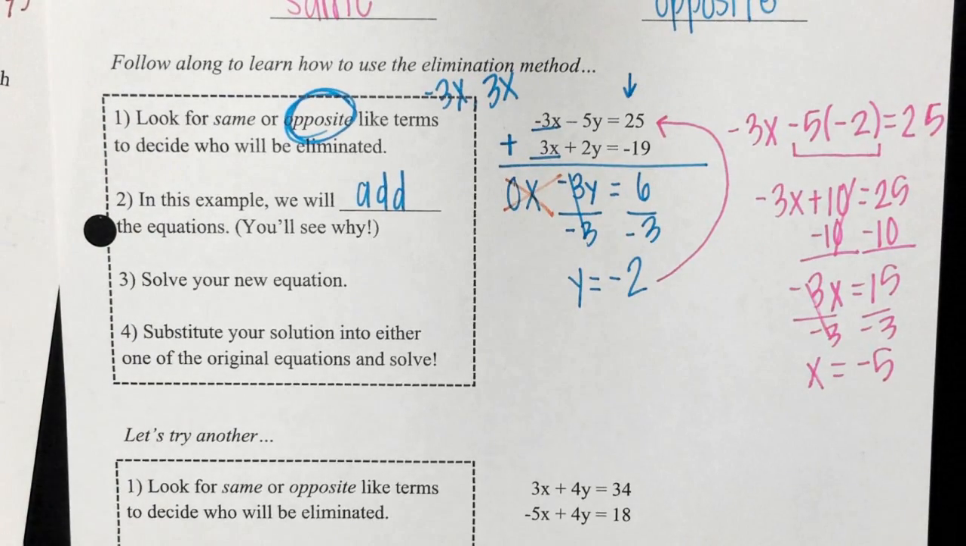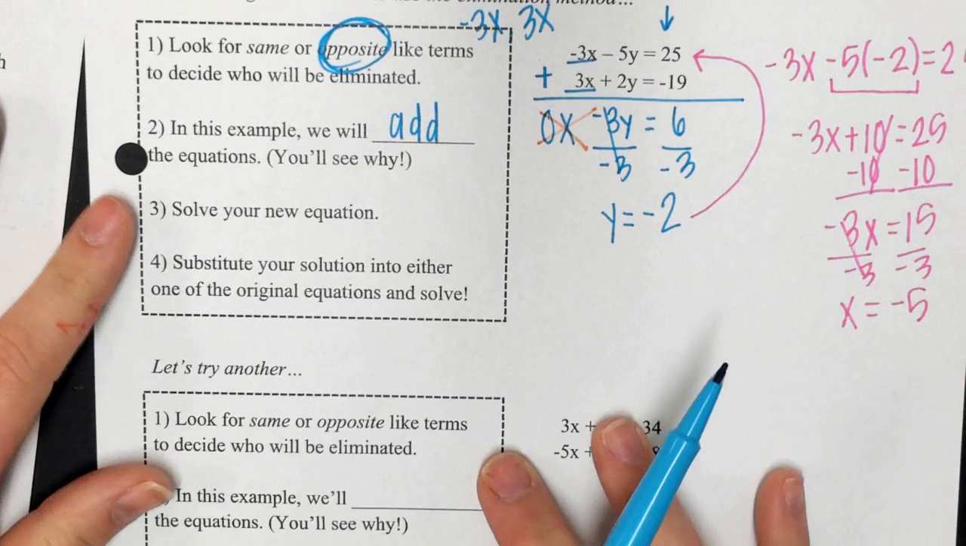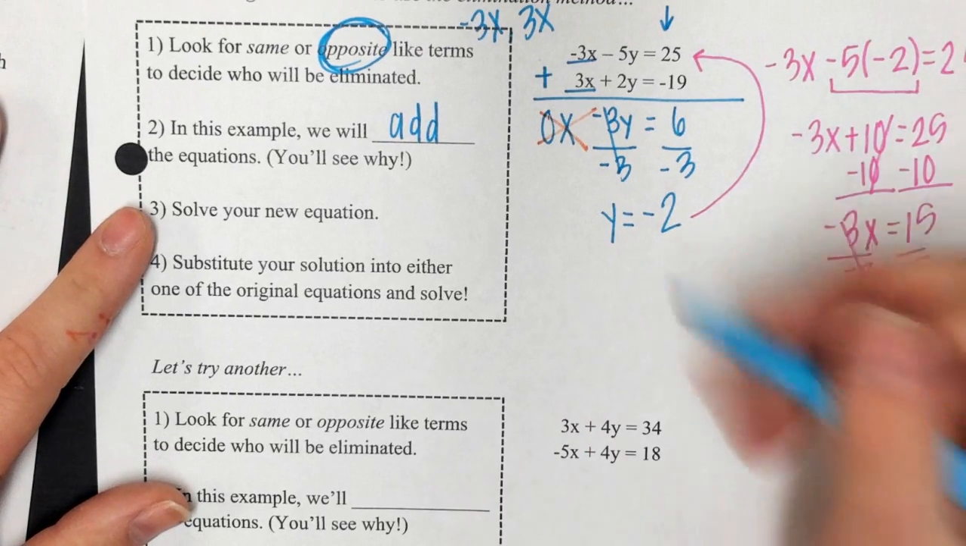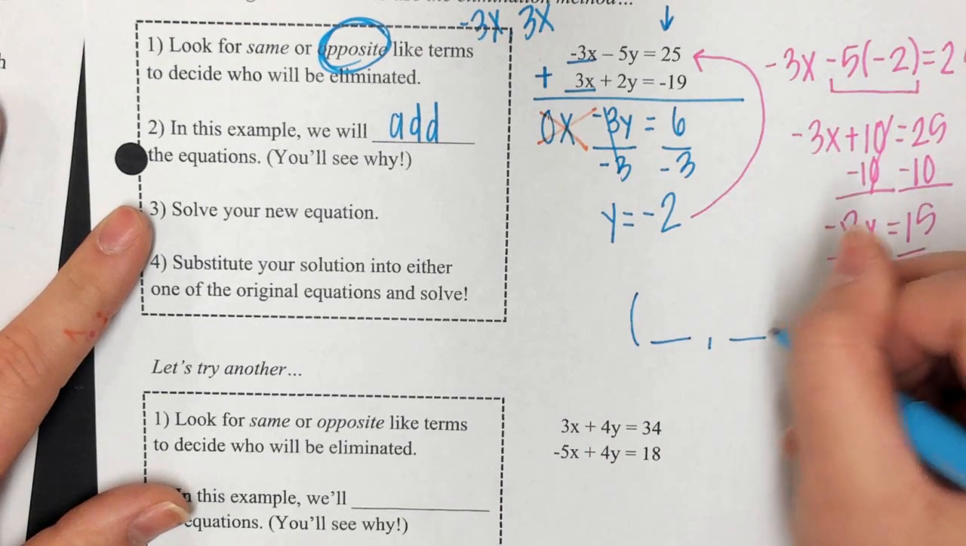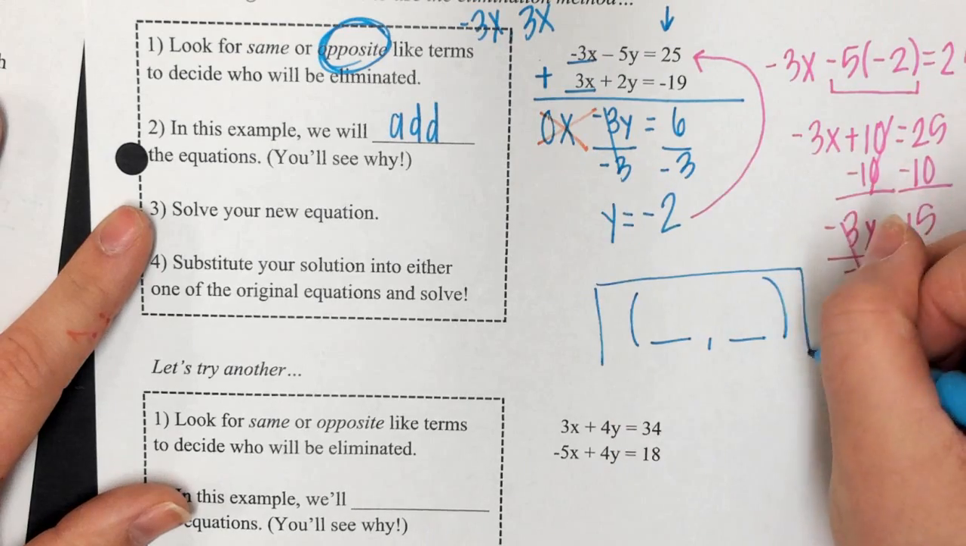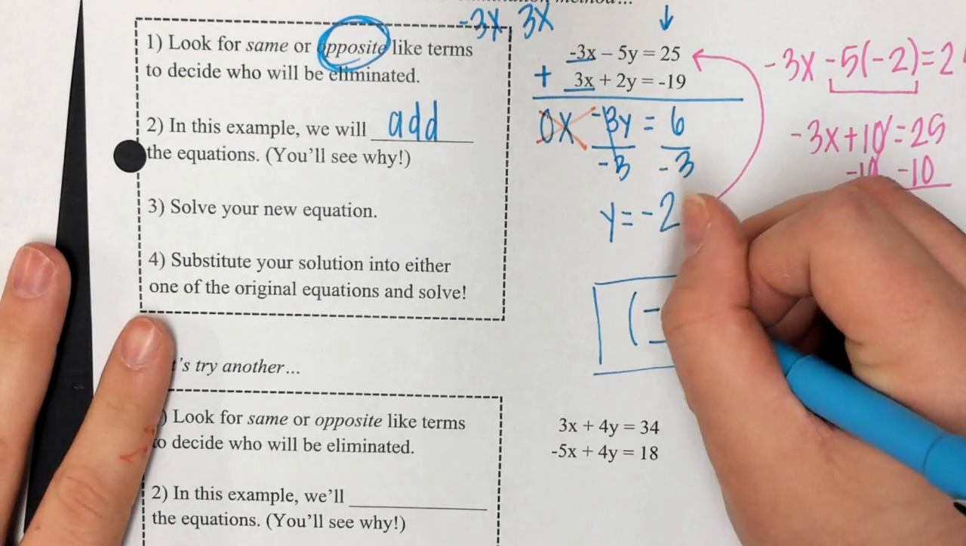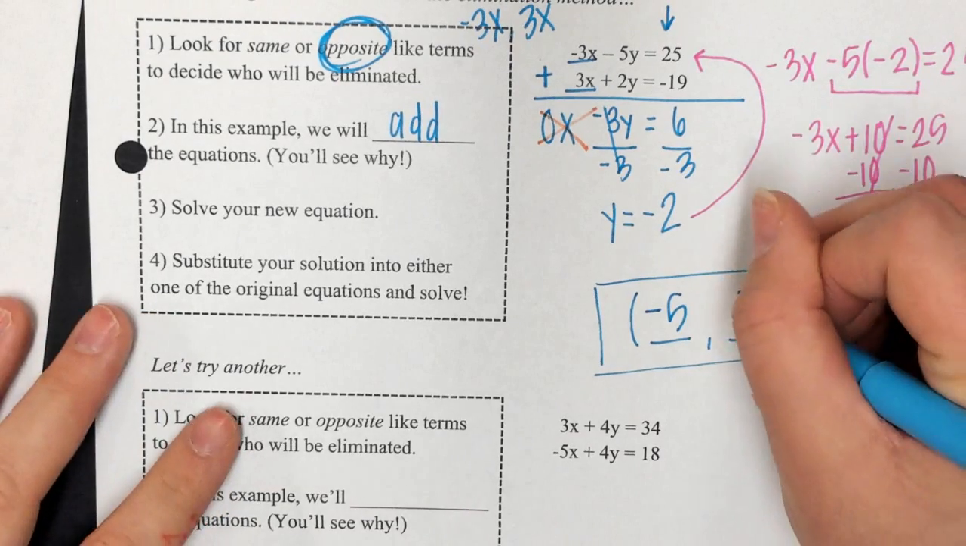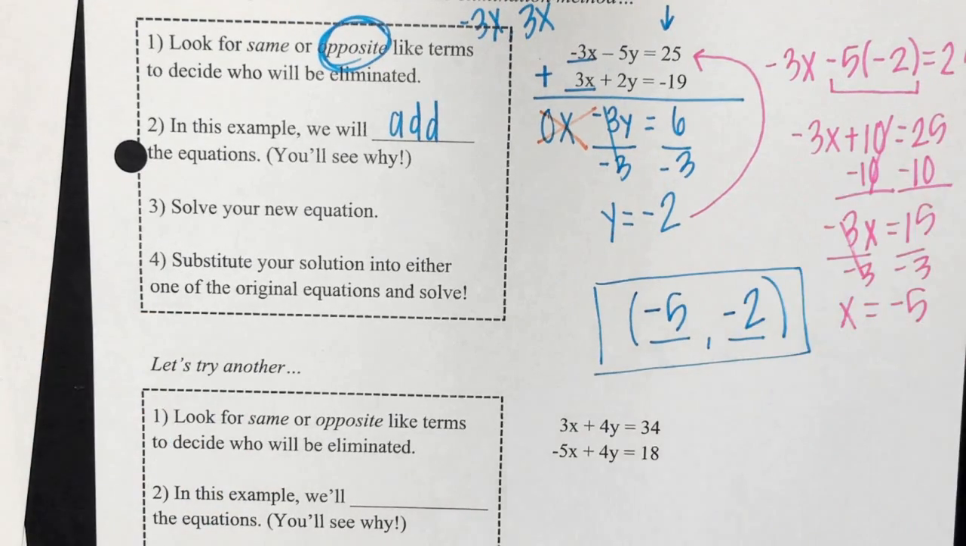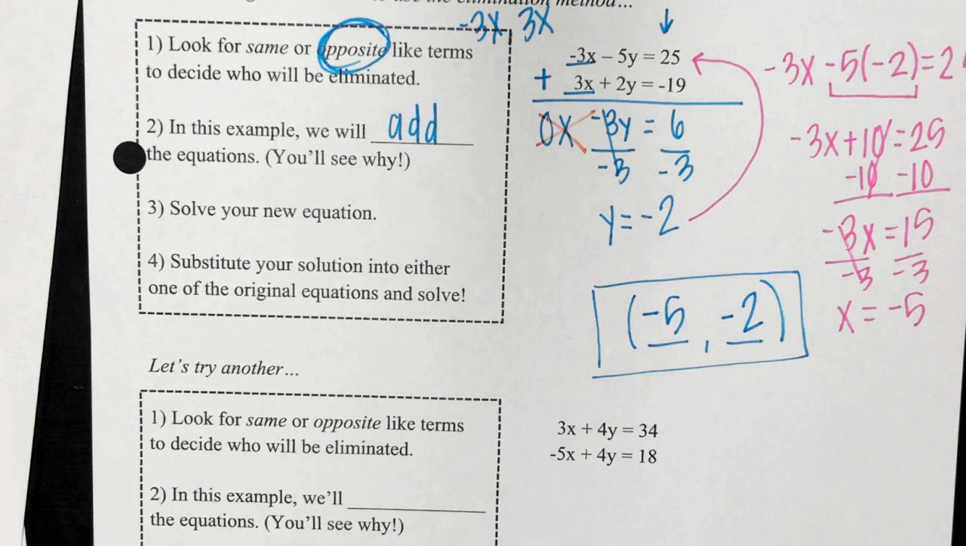You're not done. You are not done. I do not want to see your answer left like this. I want to see a coordinate point. So x is negative 5, so it goes here. Y is negative 2, so it goes here. That is your final answer. Okay? That is an example using opposite terms.